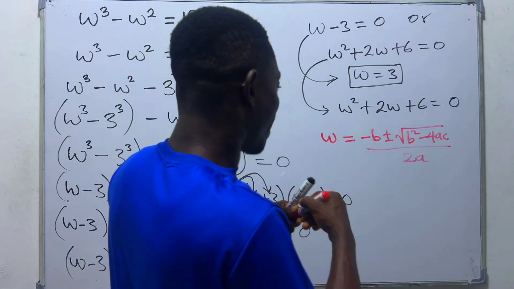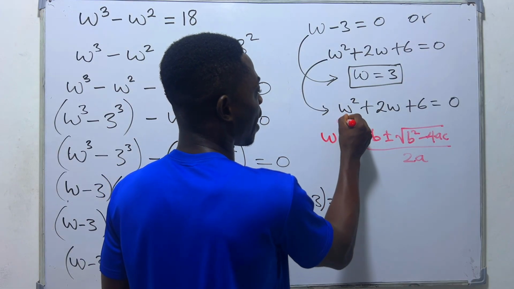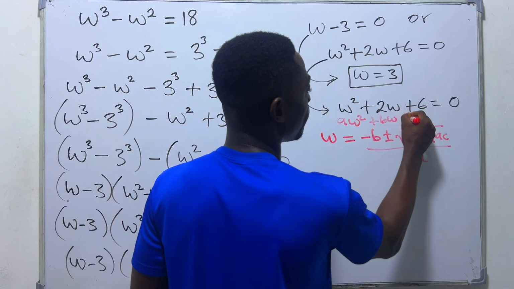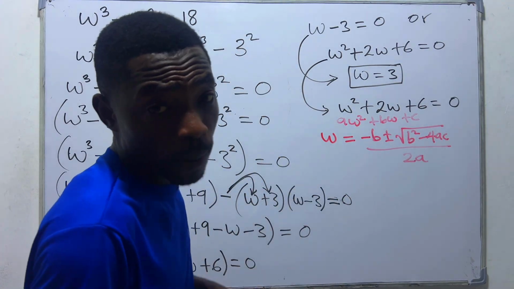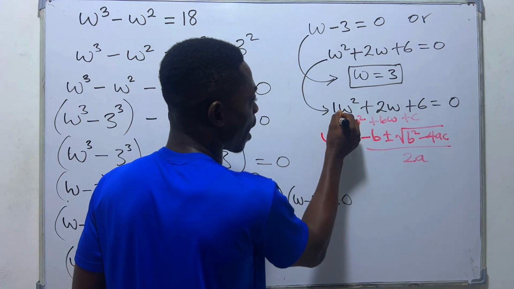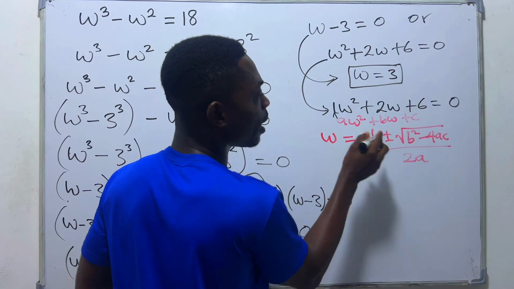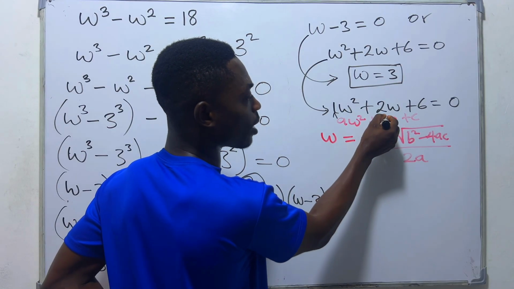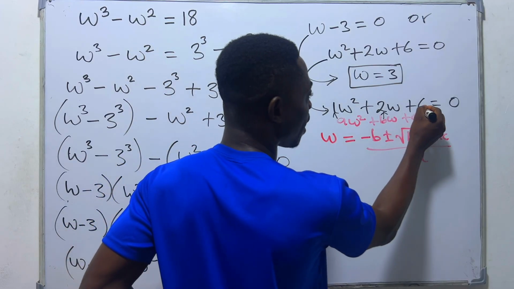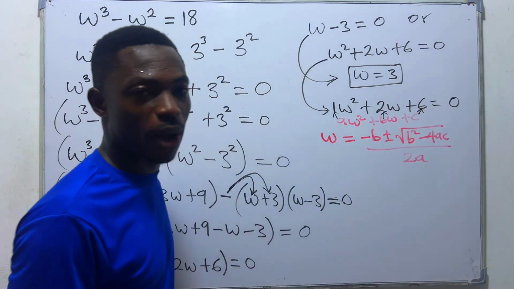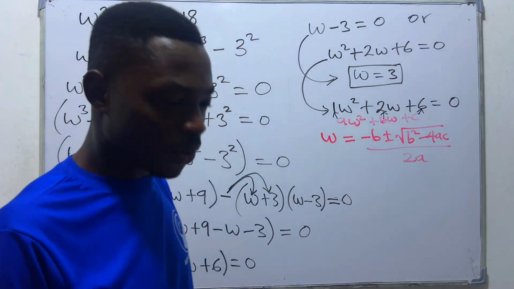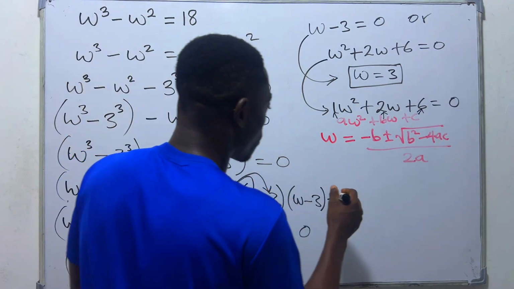So here, I just have to compare this with aw squared plus bw plus c. And if we compare it this way, you notice that the coefficient of the w squared is 1. So that means a is equal to 1. And then b is equal to the coefficient of the w right here, which is positive 2. And then c is this right here, which is positive 6. So we are going to be replacing all these values right there, right? So that means this is what we are going to be getting.